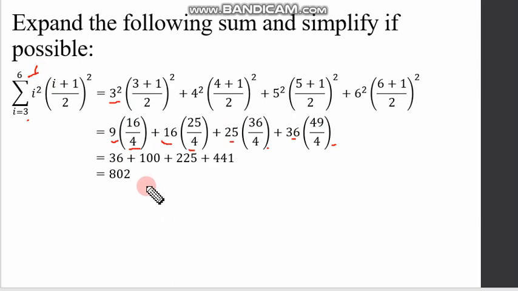Now we'll add all the terms together. So that's 9 times 16 divided by 4, that's 4 times 9, which is equal to 36. Next is 16 times 25 divided by 4, that's 4 times 25, which is 100. 25 times 36 divided by 4, that's 9 times 25, which is 225. And 36 times 49 divided by 4, that's 9 times 49, which is 441. Together, that's 802. And that's it.